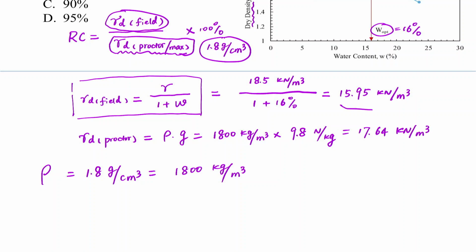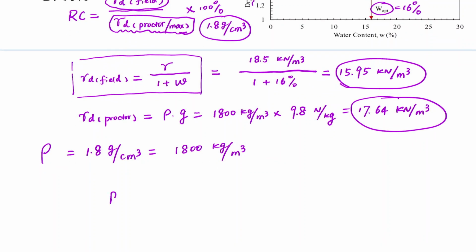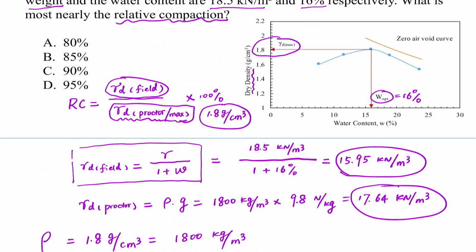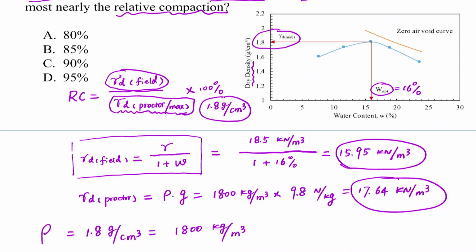So you have this number, you have this one, then the RC is 15.95 over 17.64 times 100%, which is about 90.4%. So that is the compaction level, and the correct answer for this one is C.